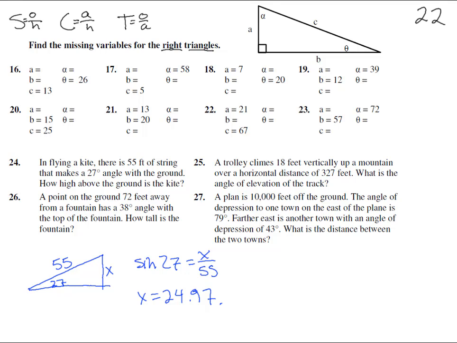Okay, number 25. A trolley climbs 18 feet vertically up a mountain. So trolley's headed up the mountain and it travels up vertical 18 feet. And it went a horizontal distance of 327 feet. And it's asking for the angle of elevation, so it wants this alpha right in here. So we could find the distance it traveled by 327 squared plus 18 squared and square root it. If we did sine of alpha, we'd involve c. If we use tangent of alpha, that will involve the opposite over adjacent right there. So we can solve for it.